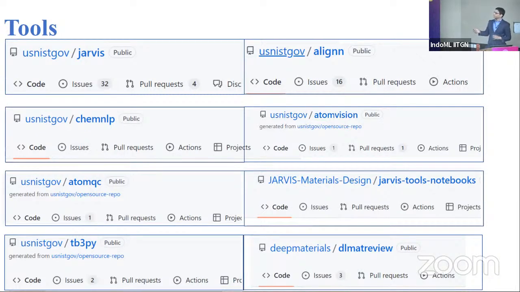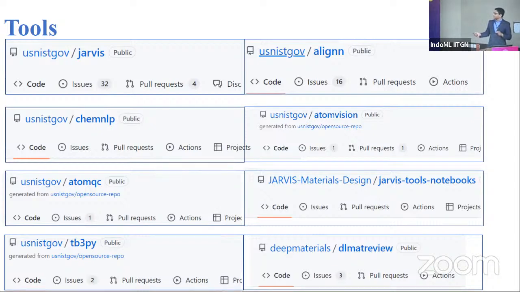These are some of the GitHub pages we have. First is usnistgov/jarvis-tools. That is the main infrastructure tool for calculation, high-throughput calculation, data analysis, web design, and so on. Everything is there. Then there is ALIGNN, the Atomistic Line Graph Neural Network. I'm going to talk about that. ChemNLP is natural language processing for chemistry text data. AtomVision is computer vision for atomistic images. AtomQC is quantum computation for atomic calculation.